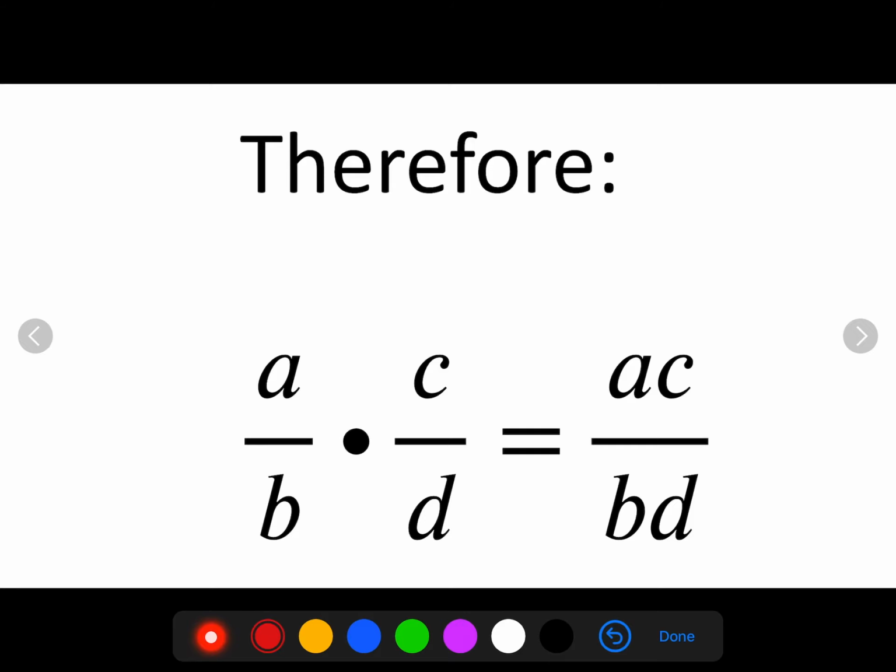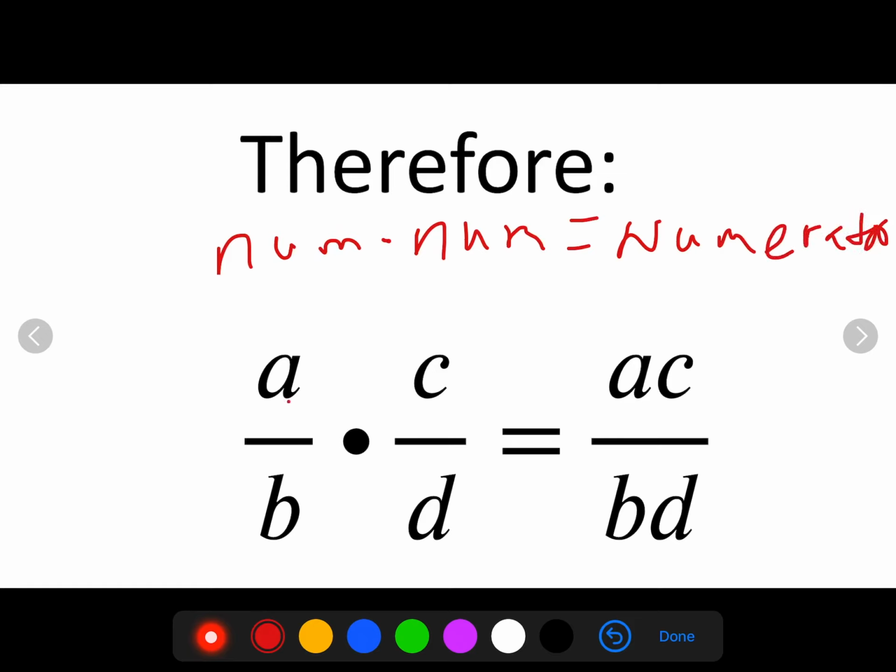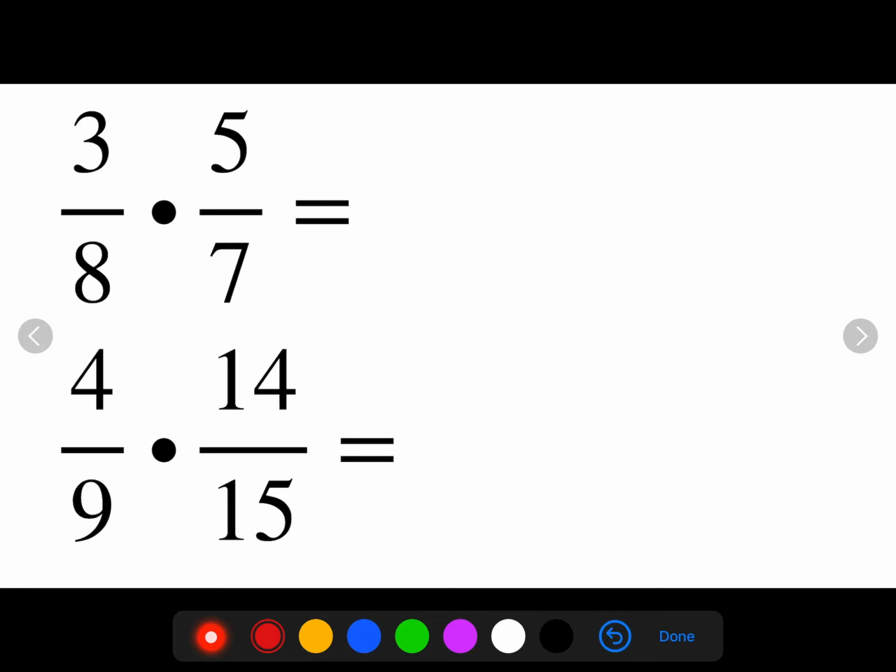So if we have any two fractions and we multiply them together, then you do numerator times numerator equals numerator, which I've written as A times C equals AC, and we know that's multiplication because there's nothing between them, and remember, nothing means multiply. A times C means AC. B times D equals BD, which is denominator times denominator equals denominator.